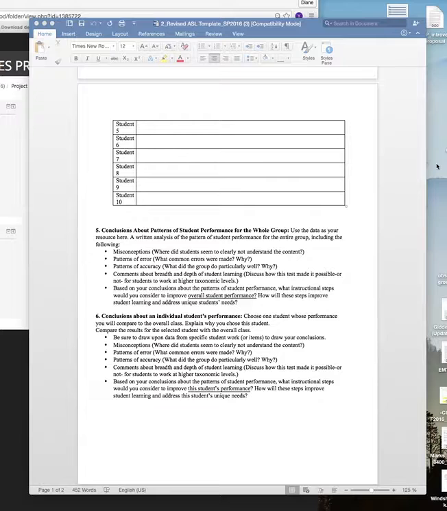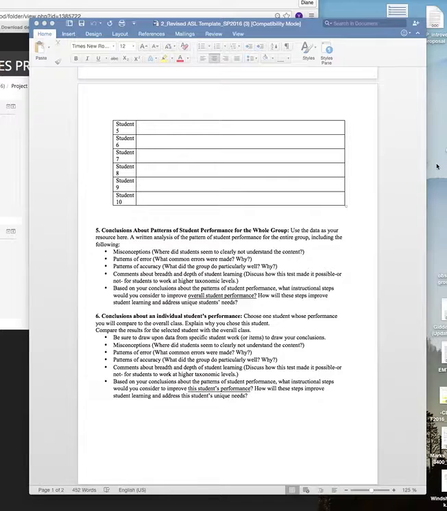And then finally, you're going to put it all together and synthesize it. So based on your conclusions about the patterns of student performance, you want to think about what would you do next as an instructor? And then you want to address how will those steps improve student learning and address unique students' needs, okay? So once you talk about what students did well, what students didn't do well, how they had breadth or depth in their understanding, then you want to put together a little plan, a remediation plan. And if everyone did really well, then you want to think about, okay, so what can I do to extend their learning or to challenge them more? So it's looking at both ends of the spectrum there.